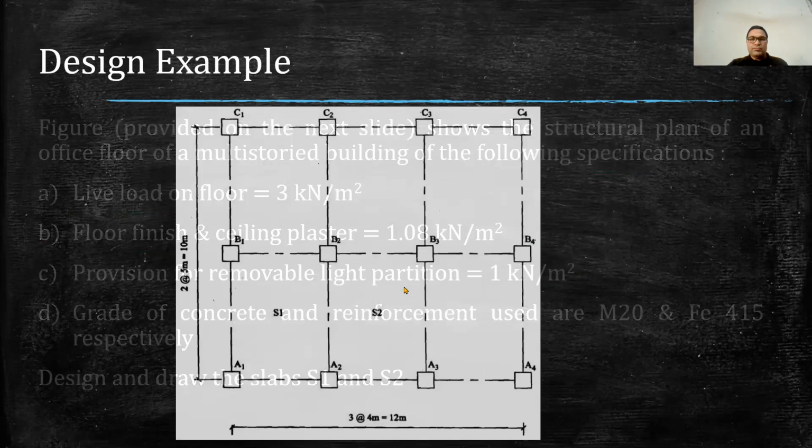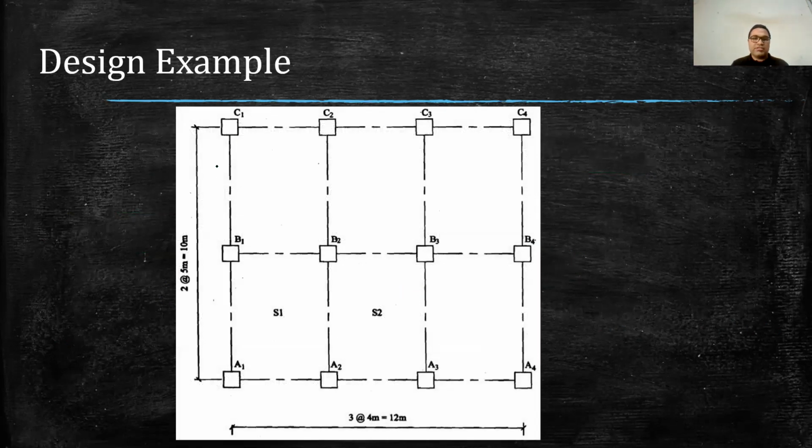Say this is our structural plan, which includes the columns, and the center lines along the columns are marked. So these are the center lines. Along these center lines we will be providing beams, and these are the panels where we will be providing the slab.